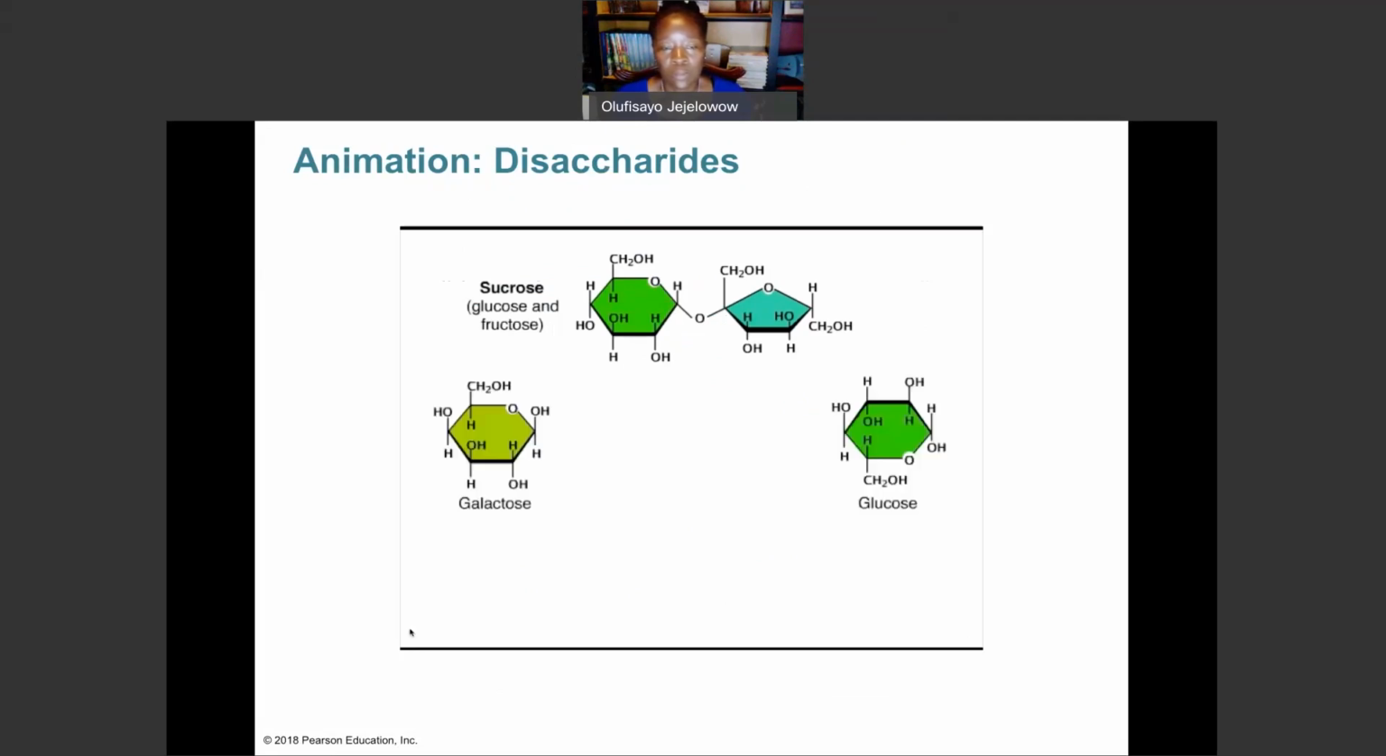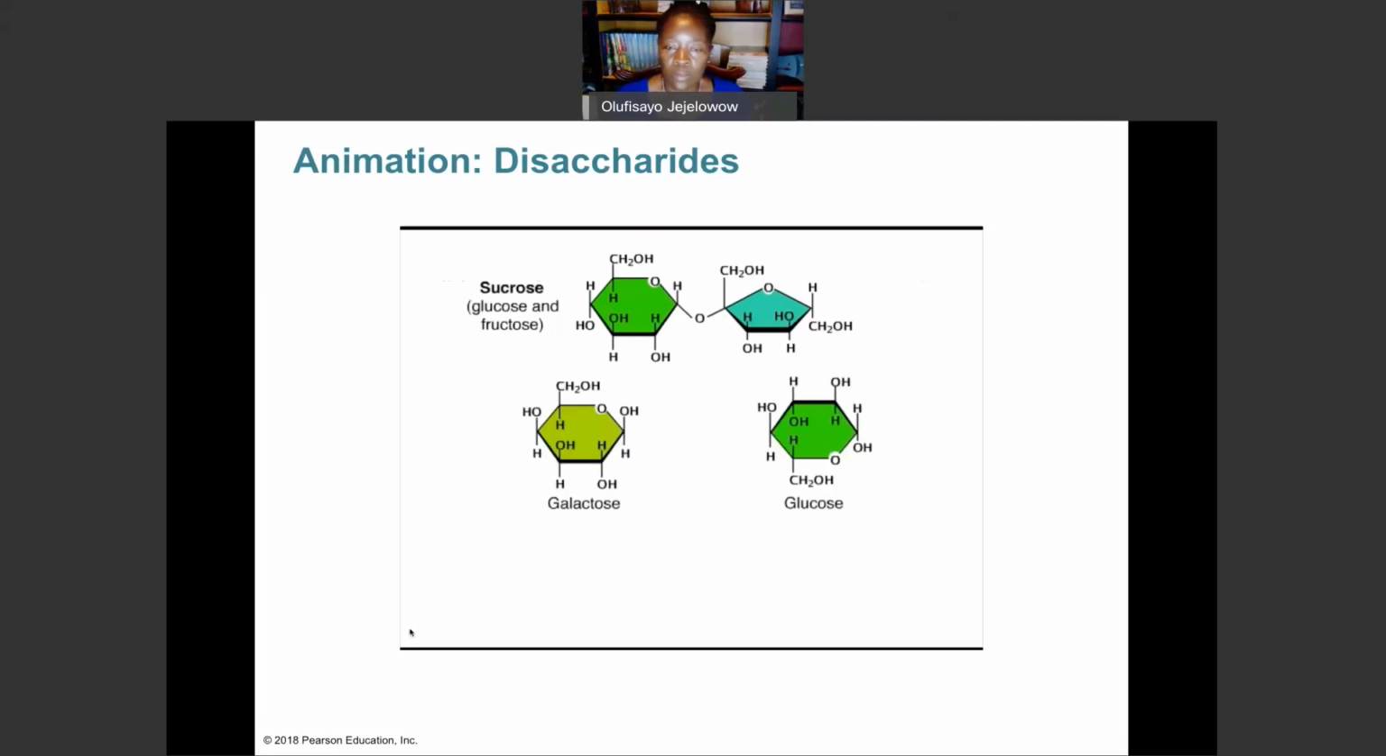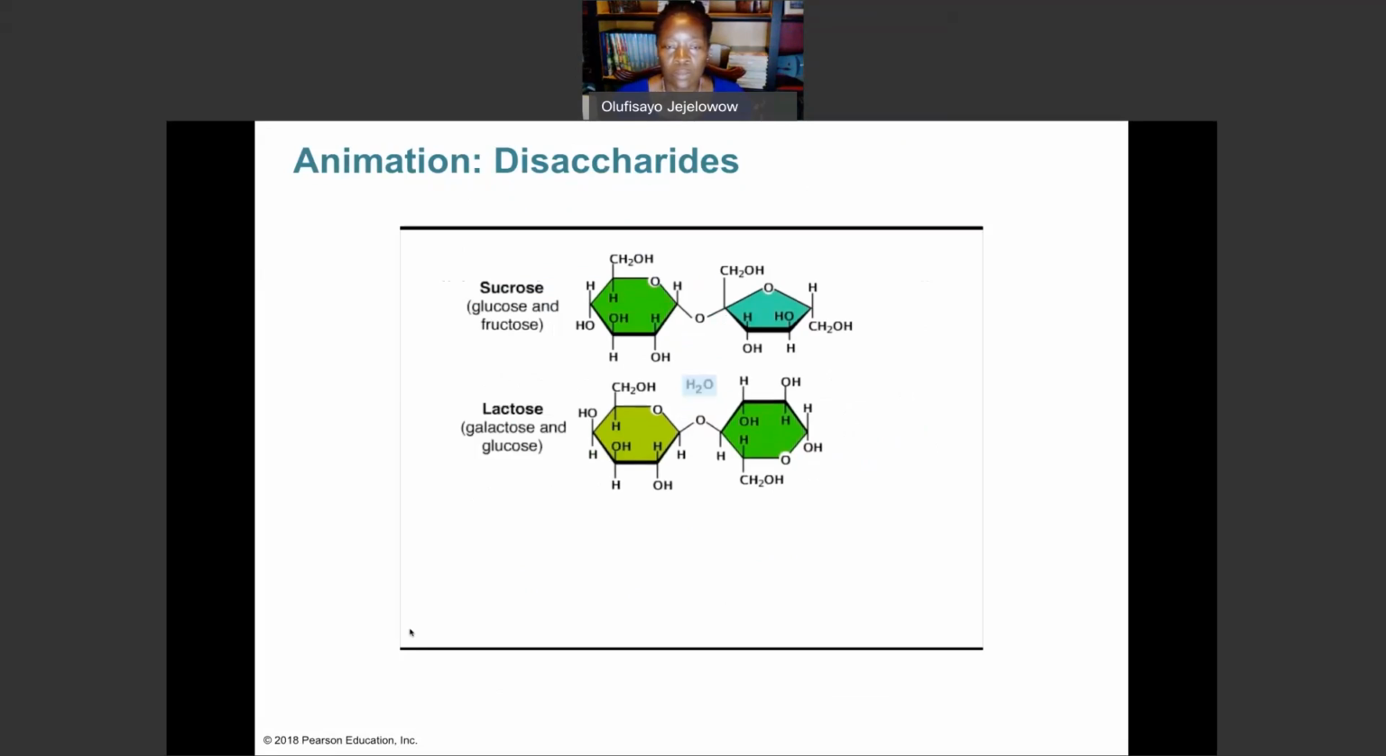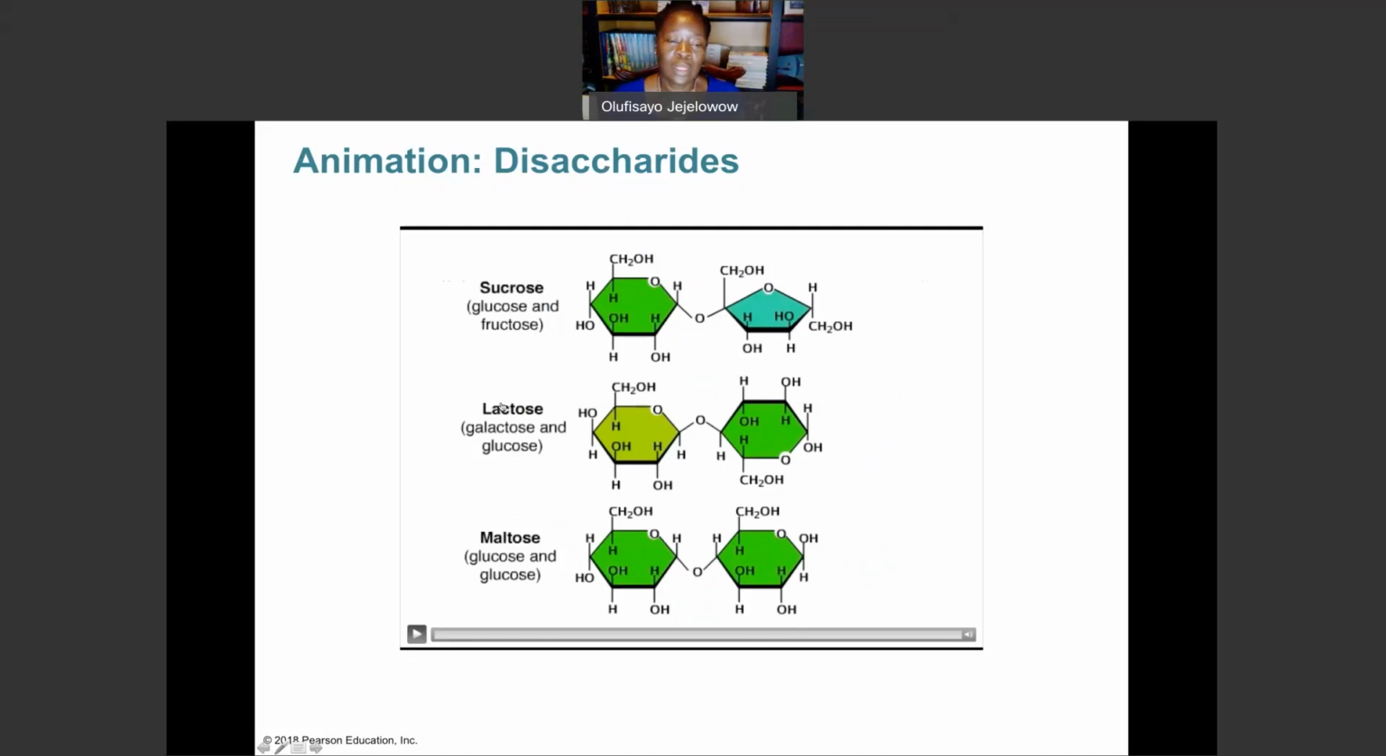Lactose is formed by joining galactose and glucose. Lactose is the disaccharide that gives milk its sweet taste. Maltose consists of two linked glucose molecules. Digestion of starch in a sprouting seed or in the intestine of an animal produces this disaccharide. So, three examples of disaccharides: sucrose, lactose, maltose. Remember their compositions.